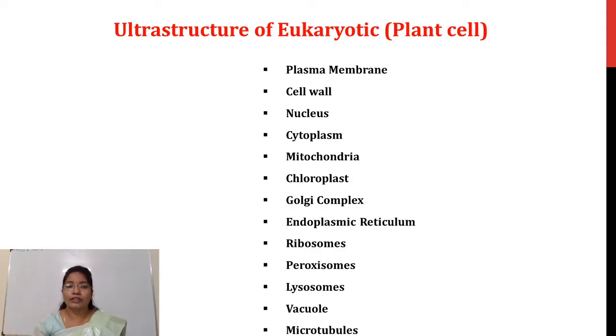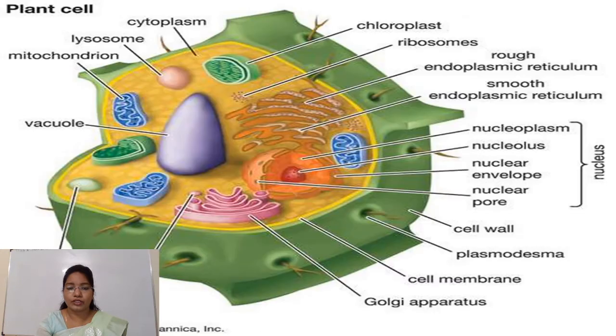As we have seen, the ultrastructure of a eukaryotic cell, that is a plant cell, particularly shows the following structures: plasma membrane, cell wall, nucleus, cytoplasm, mitochondria, chloroplast, Golgi complex, endoplasmic reticulum, ribosomes, peroxisomes, lysosomes, vacuole, and microtubules. Out of these structures, some we have discussed earlier. So, let's see further structures. This is a plant cell structure.